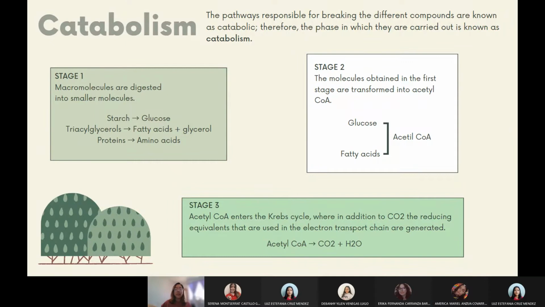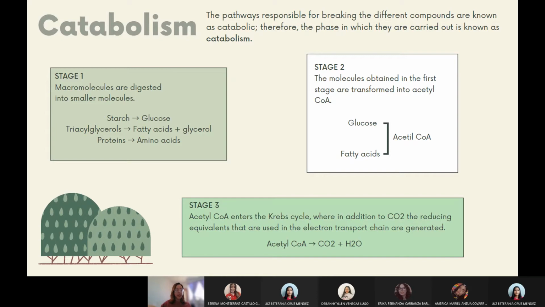In cellular respiration, we have the catabolism. The pathways responsible for breaking down the different compounds are known as catabolic. Therefore, the phase in which they are carried out is known as catabolism. The catabolism has 3 stages.